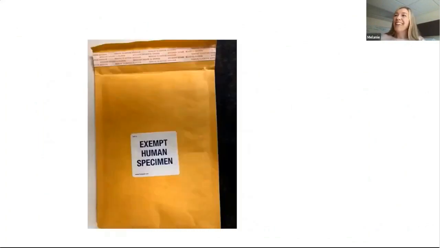All right, here is the special sticker that has to go on the back of the envelope. It's a requirement of the US Postal Service. So I'm sure it's different in Canada, but this is what we had to do in the US.